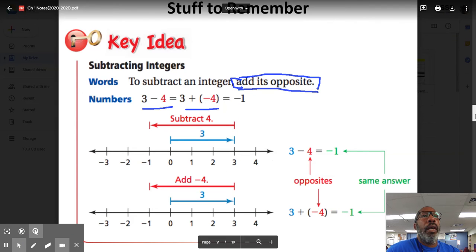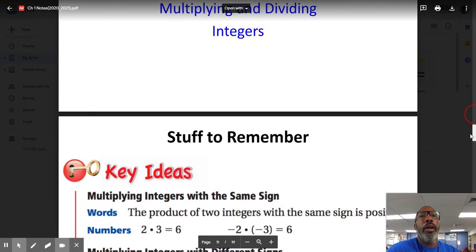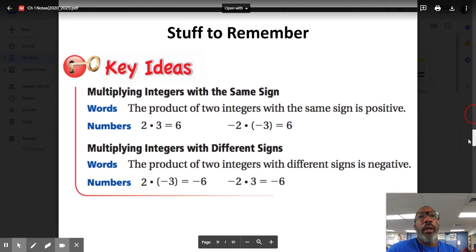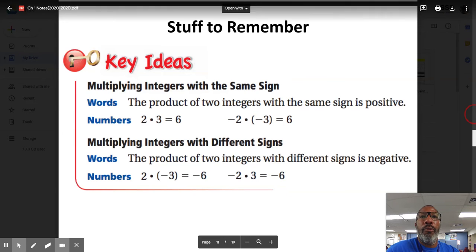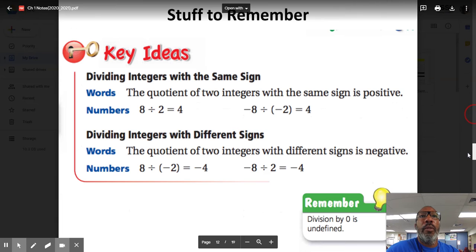Next, we're going to look at 1.4 and 1.5, multiplying and dividing integers. Okay, remember, same sign, positive answer. So if the integers have the same sign and I multiply them together, the answer will be positive. Remember, different signs, negative answer. So that's for multiplication. Guess what? The rules for division are exactly the same. Same sign, positive answer, different sign, negative answer.